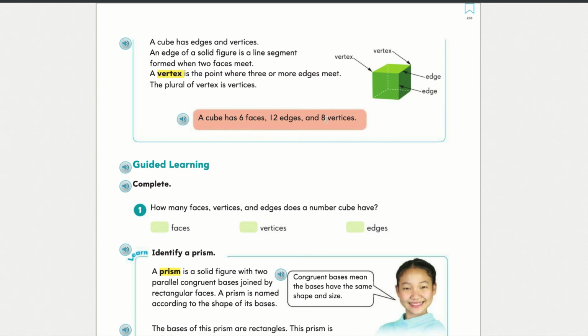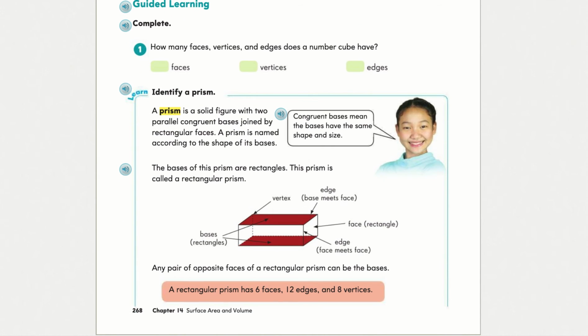So you can see that this cube has 8 vertices. So that the sides all meet here, here, here, here, here, here, here, and here. So at all of the corners of the cube are the vertexes or the vertices. And you can see that a cube has 6 faces and 12 edges and 8 vertices. So we're going to skip that part right here.